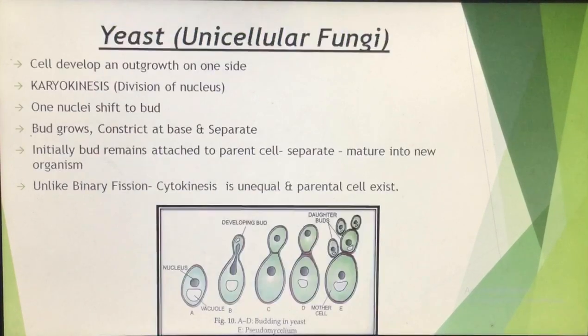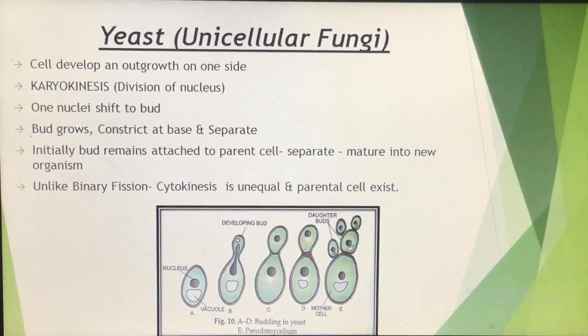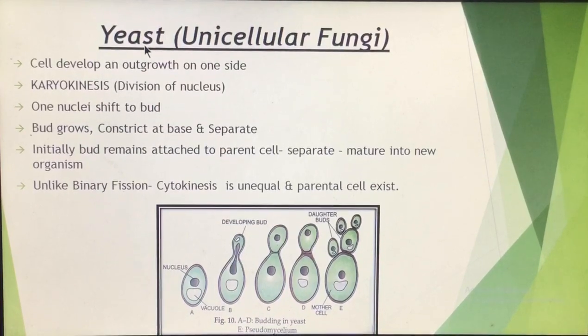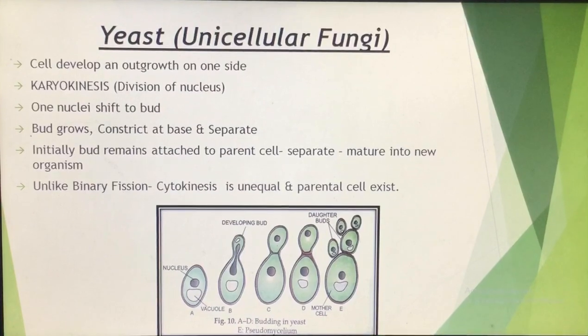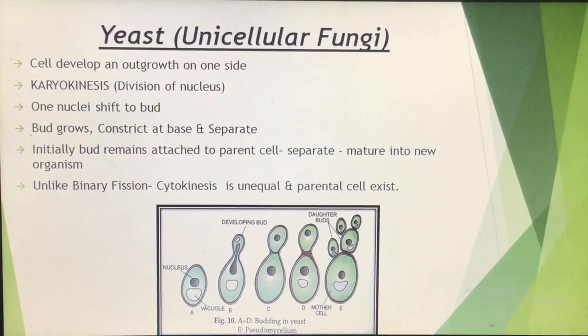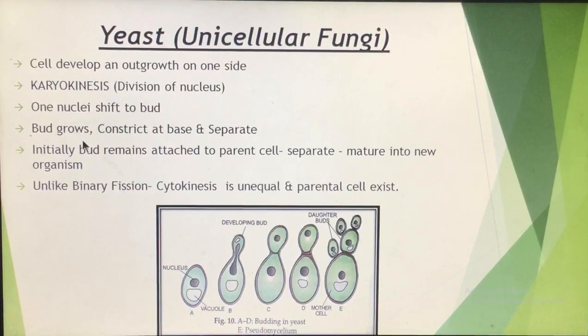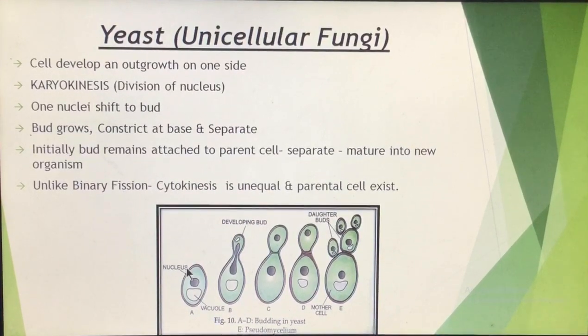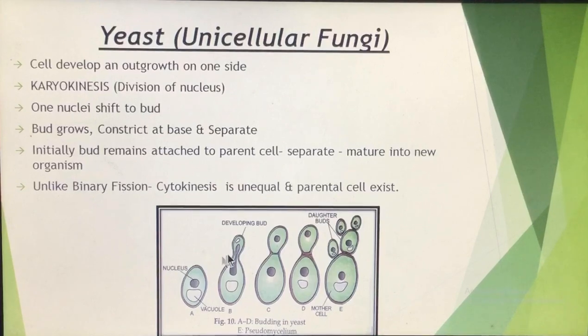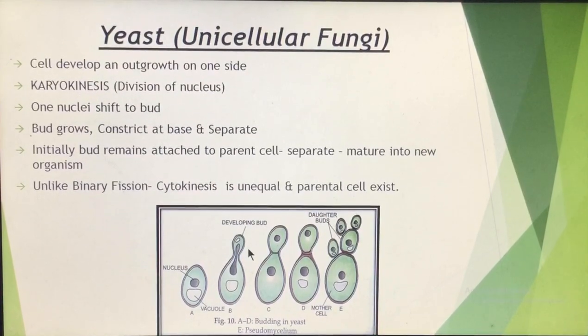Another method of reproduction which takes place in a unicellular organism is in yeast. Okay, now in yeast also the asexual method of reproduction is known as budding. But पहले जो मैंने स्लाइड दिखाई है वो Hydra जो है वो multicellular organism है, जबकि yeast जो है ये unicellular organism है. So this is yeast. Yeast में भी one outgrowth develops on one side and this is known as a bud.